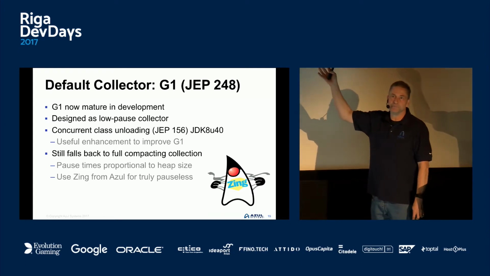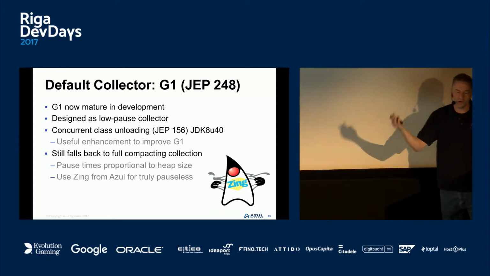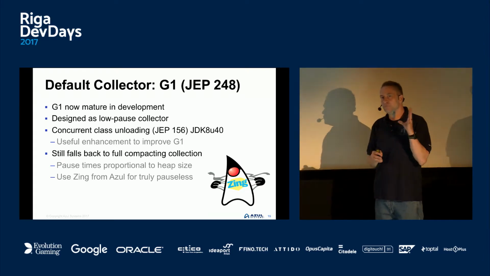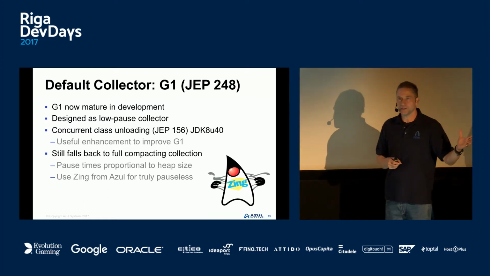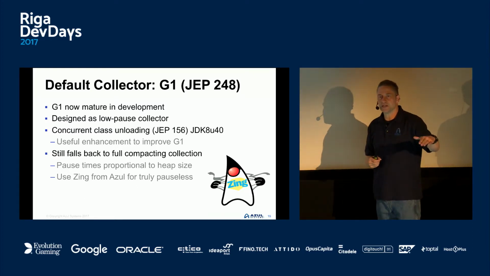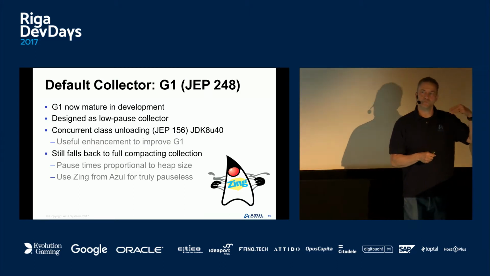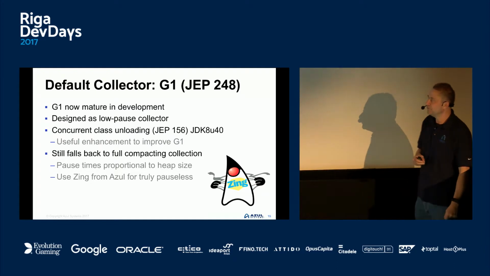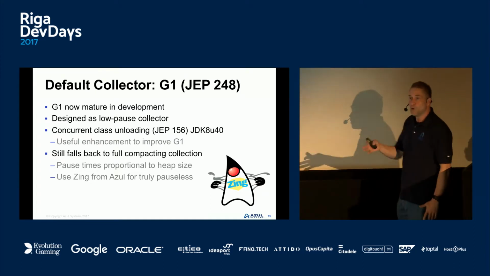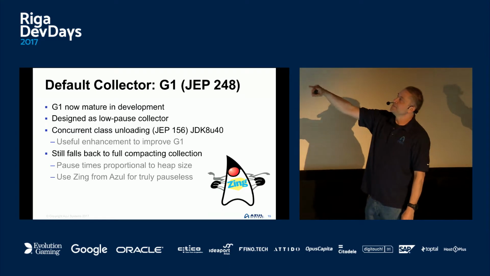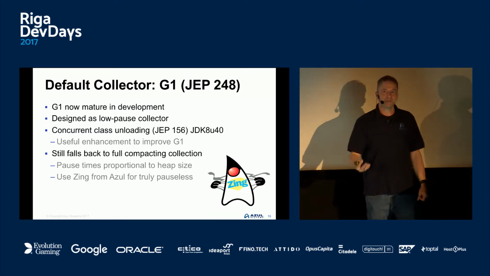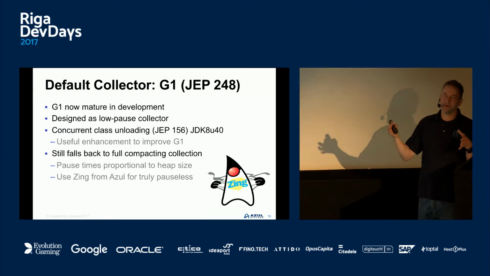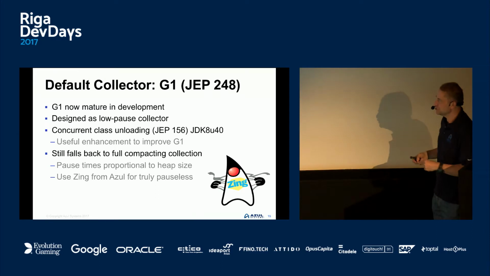Now you get G1. G1 has been around for quite a while. They've done quite a lot of work on it. It's designed very much as a low pause collector, but if you're running your applications at the moment and you have a particular profile you're interested in for performance, when this changes you might want to look very carefully at what's actually happening in terms of the performance of your application, because things will change. This still does have the drawback that it uses stop the world pauses, and it does fall back to a full compacting collection if it can't keep up with the rate of allocation in the old generation.